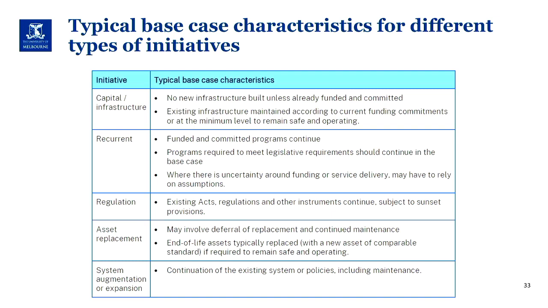The most common one probably is the asset replacement. So here the idea is that the base case may involve deferral or replacement and continued maintenance. This is part of the operations and maintenance of buildings or infrastructure. And the end-of-life asset is typically replaced if required to remain safe and operating. So it is basically refurbishing of things, just to keep them operating.